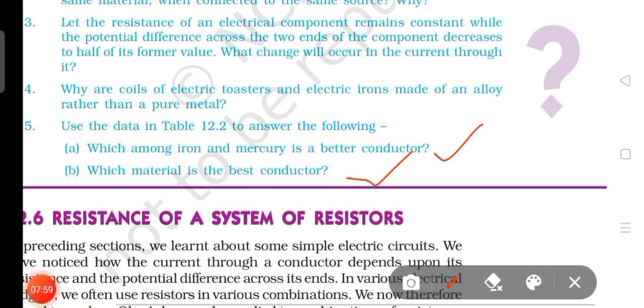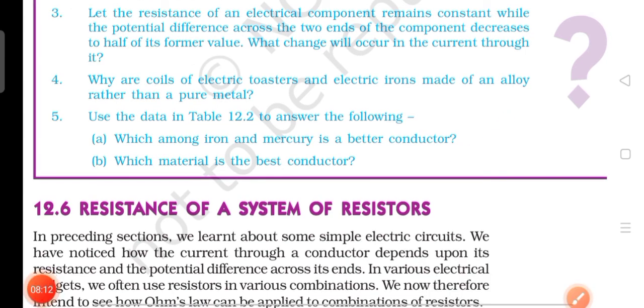So till here I have completed everything: resistance, charge, electric current, potential difference, and on what the resistance of a conductor depends. Everything I have taught you till here, and in my next video I'll be continuing this chapter from the very next topic.